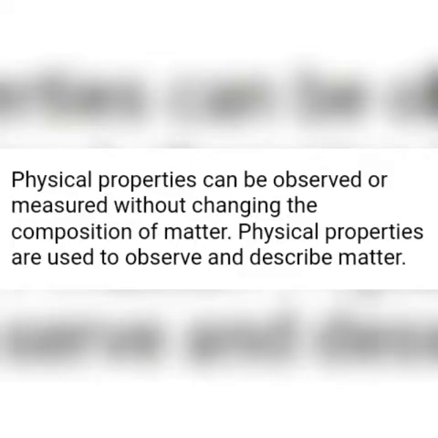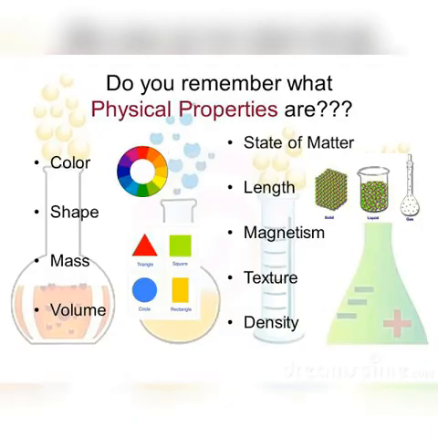Properties are of two types, physical and chemical properties. Physical properties can be observed or measured without changing the composition of matter. Physical properties are used to observe and describe matter. Some examples of physical properties are color, shape, mass, volume, states of matter, length, magnetism, texture, and density.